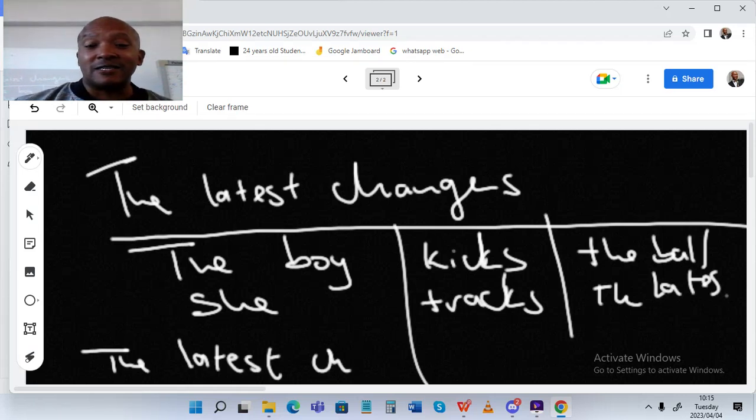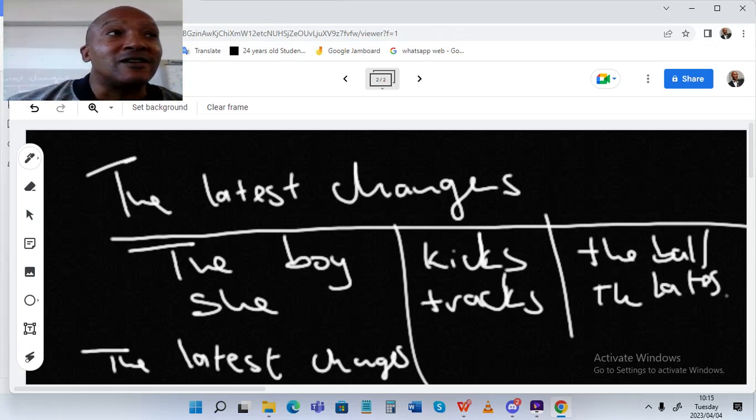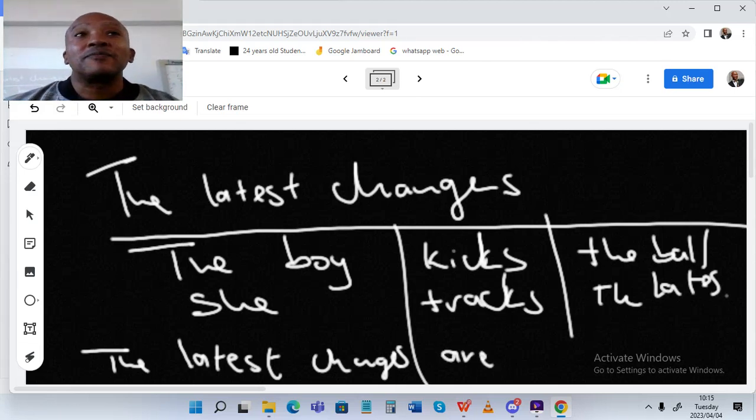What happens to the latest changes? What tense is it? Tracks. Present. Did you see kicks is present? Okay, let's go again. Now let's look at plural or singular. Is it one change or two changes? Two changes. Is that is or are? One change is, two changes are. One boy is, two boys are.